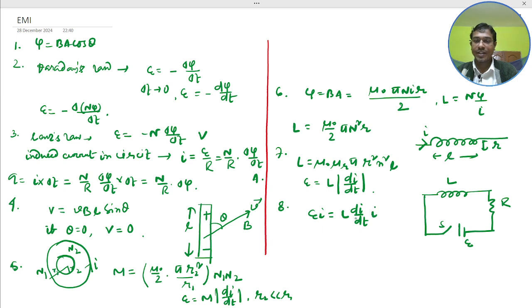into I. This is basically the epsilon I plus I square R. So here the energy stored would become half L I square, and the energy density U is basically the energy stored per unit volume. This is written as U by V would be B square by 2 mu naught.